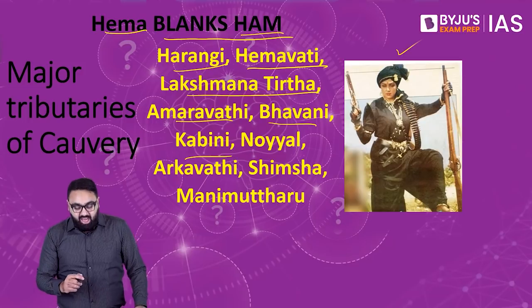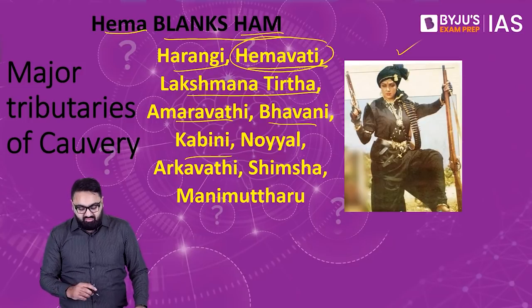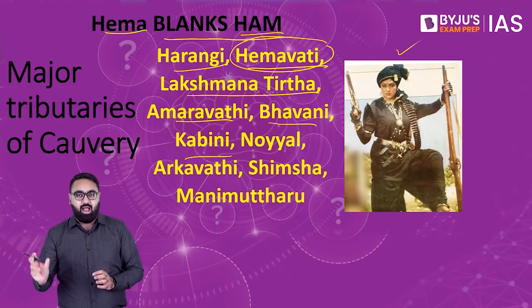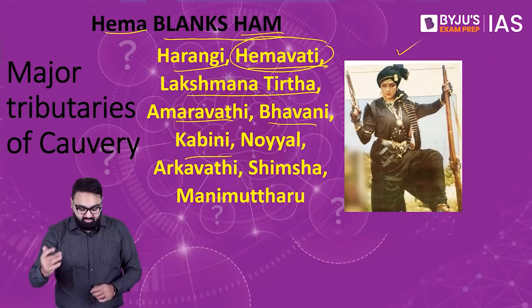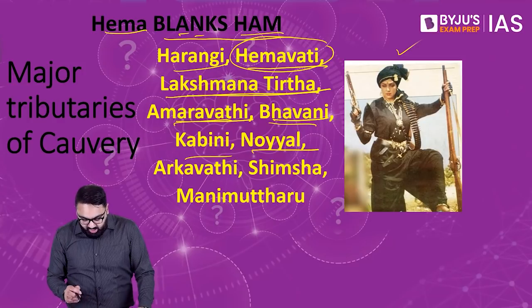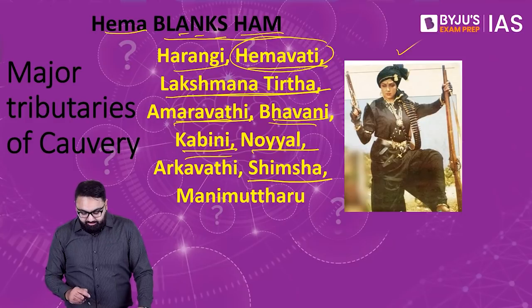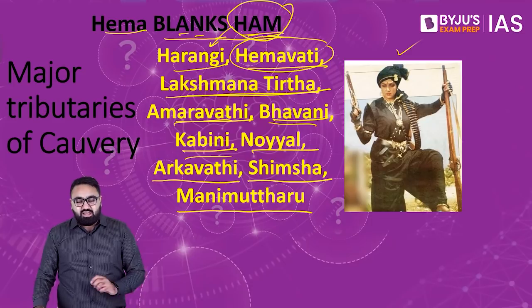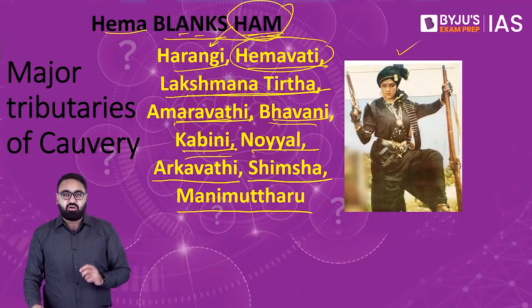Hema blanks ham. H-E-M-A, Hema here stands for Hemavati River. And then after that, each and every letter that is written on the screen, that is blanks ham, is indicating the beginning of a river. B here stands for Bhavani, L here stands for Lakshman Tirth, A here stands for Amravati, N stands for Noel, K here stands for Kabini, S here stands for Shimsha. Then we have H-A-M, the next H here stands for Harangi, A here stands for Arkavati, and M here stands for Mani Mudharu.